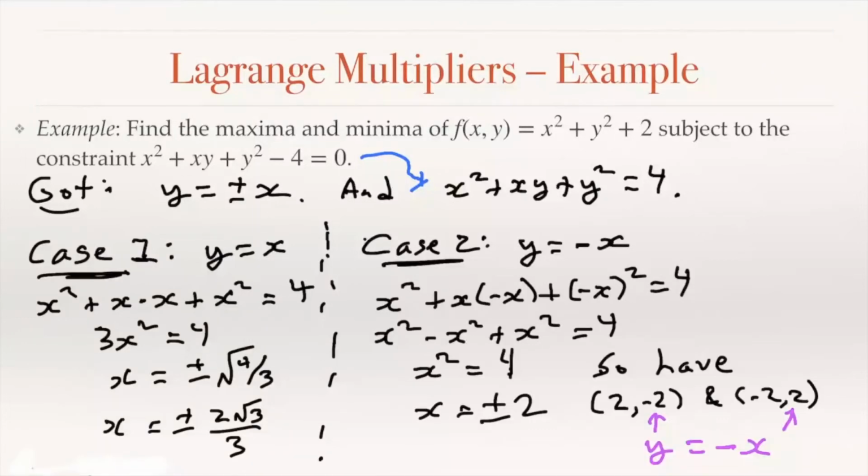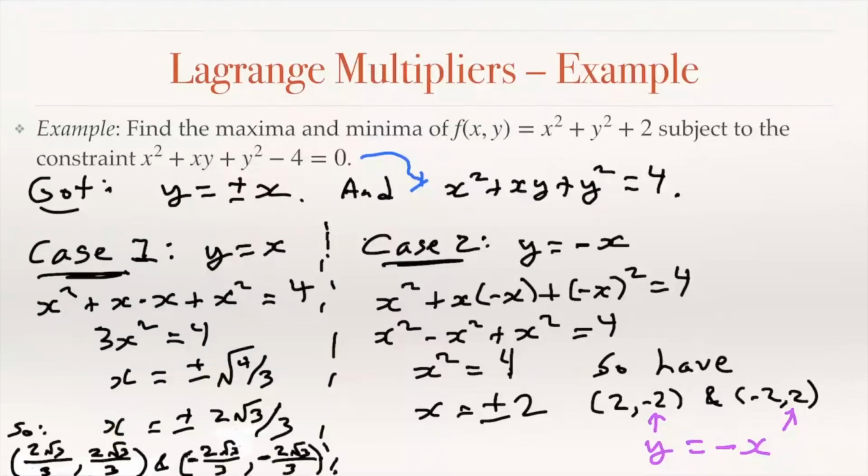And for each of these, we should also list the y values. After all, what we want are entire coordinate points. So here, y was x. So when we wound up with getting that x is that, then what we really have are the two coordinates, 2 root 3 over 3, comma 2 root 3 over 3, and negative 2 root 3 over 3, comma negative 2 root 3 over 3. Because in this case, y was x. So whatever x is, then y is that same thing.